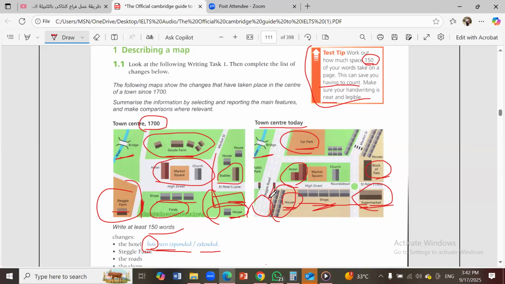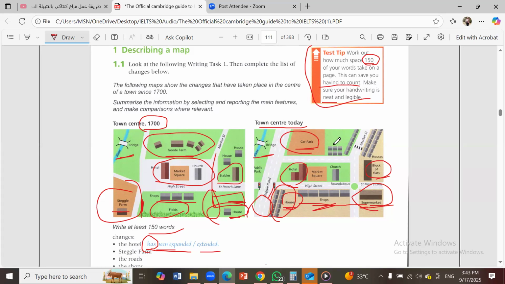The houses near the stables. The fields in the bottom, were they replaced by shops and houses as well? Yes, great. And the fields no longer exist. They are also removed. Yeah.